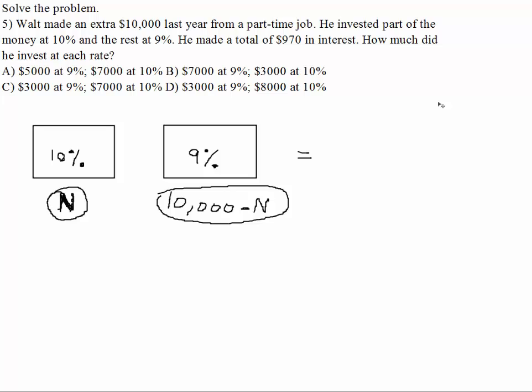So right now, we're going to write 10% times N, because that's how much money we're going to earn from this account, plus 9% times the amount of money that we have to invest in this account, which would be 10,000 minus N, would be equal to, how much would that be equal to, anyone?